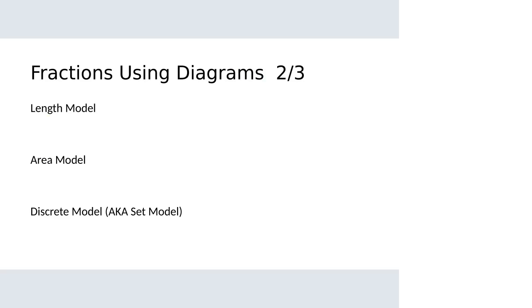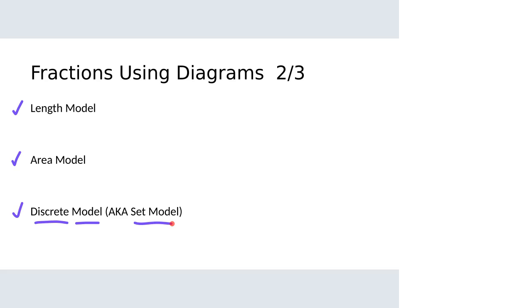We're going to talk about some different models that will allow us to draw pictures of fractions. And the models that we're going to be interested in are called the length model, the area model, and the discrete model. Our book uses the term discrete model. I've also seen this referred to as the set model in other places. So it's also known as the set model. If you see discrete model or set model, it means the same thing. And that's the third of the different types of models that we'll see for displaying fractions.